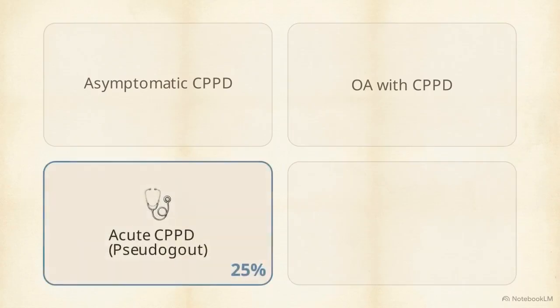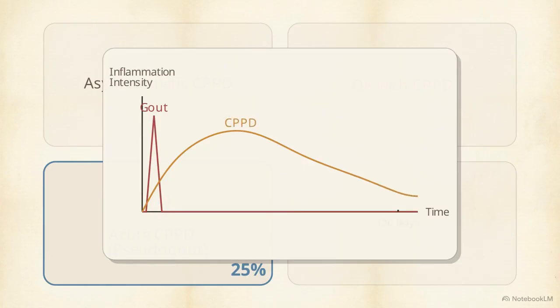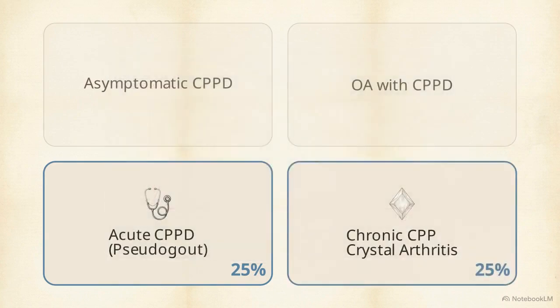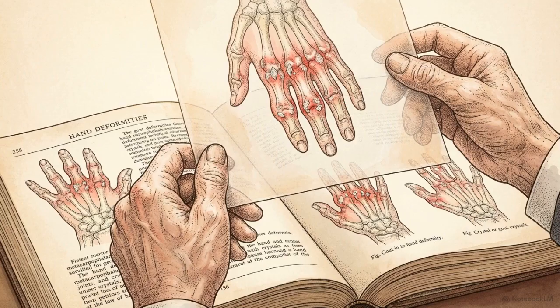The third phenotype, acute CPPD, traditionally called pseudogout, accounts for 25% of cases. Unlike gout, a CPPD flare takes longer to peak and can persist for up to 120 days. The fourth phenotype is chronic CPP crystal arthritis, presenting as a symmetrical, deforming polyarthritis. Because it involves the MCP joints and exhibits sequential flares and synovial thickening, it is frequently mistaken for rheumatoid arthritis.